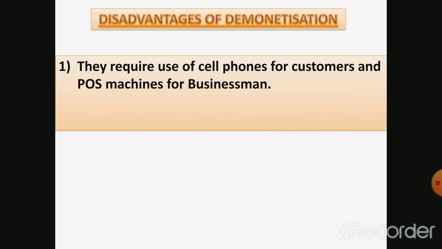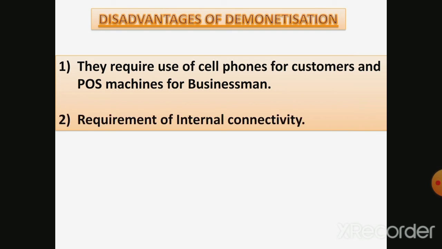There are some disadvantages of demonetization also. First, it requires the use of cell phones for customers and POS machines for businessmen. POS means point of sale. It is basically a hardware system for processing card payments at retail locations. Second, it requires internet connectivity. These disadvantages are basically balanced by bringing people into the formal economy, which means increasing financial savings and reducing tax evasion.